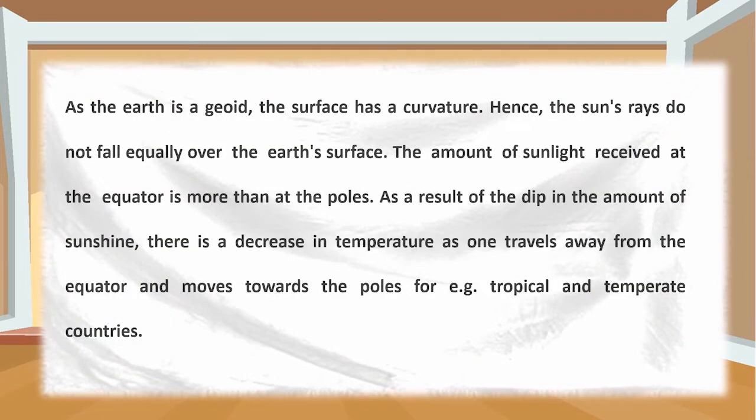As the poles receive less sunlight, the temperature at that part falls, resulting in climatic difference. When a person travels from the equator to the poles, he will feel the change in temperature. For example, tropical and temperate countries.